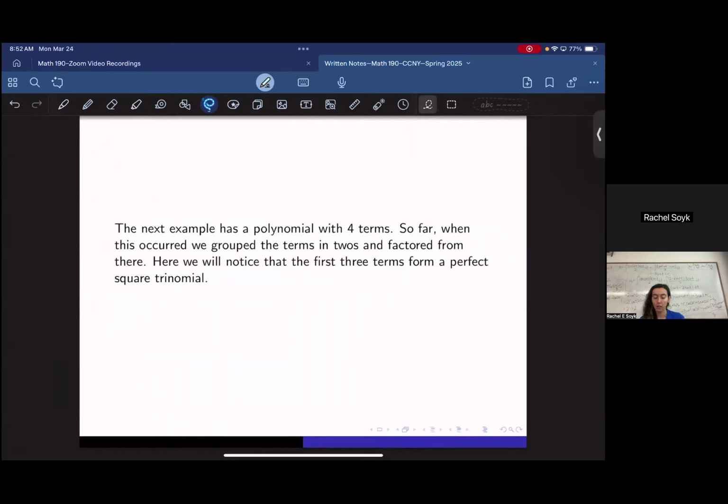So I will read this next one. The next example has a polynomial with 4 terms. So far, when this occurred, we grouped the terms in twos and factored from there, aka our factor by grouping. But here, we'll notice that the first 3 terms form a perfect square trinomial.